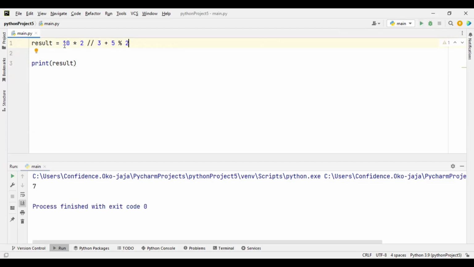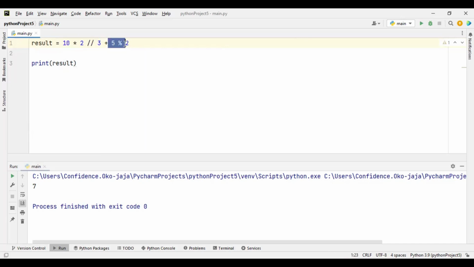So here we go. In this case, we have the multiplication, the floor division, and the modulo in this expression. They are of the same hierarchy, so we have to go from the left to the right in that order. So first, what is 10 times 2? 10 times 2 is 20. Now, 20 divided by 3. What is the whole number of dividing 20 by 3? That is 6.